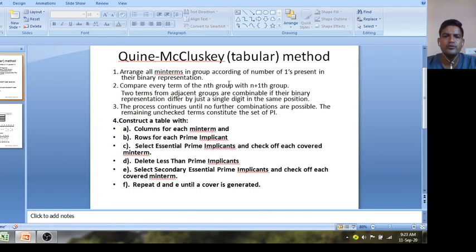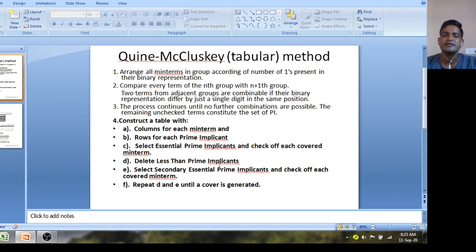Hello everyone. Today I will discuss the Quine-McCluskey or tabular method. What is the limitation of K-map or Boolean algebra? When the number of variables increases beyond 4, it becomes very complex to minimize any Boolean expression using K-map or Boolean laws and theorems. Then we use the Quine-McCluskey or tabular method.